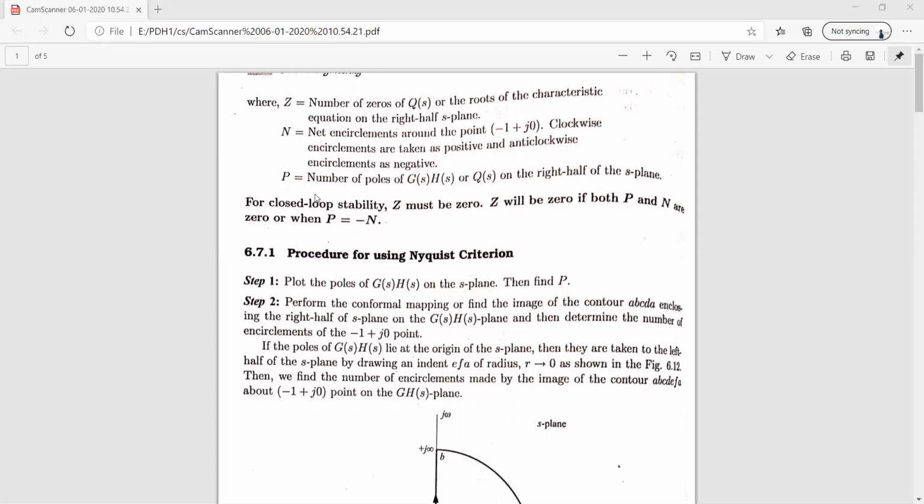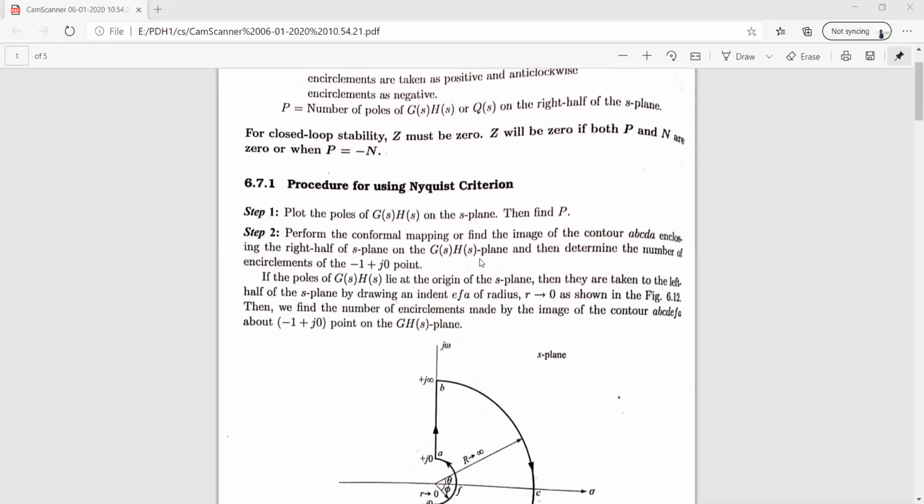For closed loop stability, Z must be 0. Z will be 0 if both P and N are 0, or when P is equal to minus N. This is the condition for the Nyquist criteria. Now we'll discuss the procedure for using the Nyquist criteria.